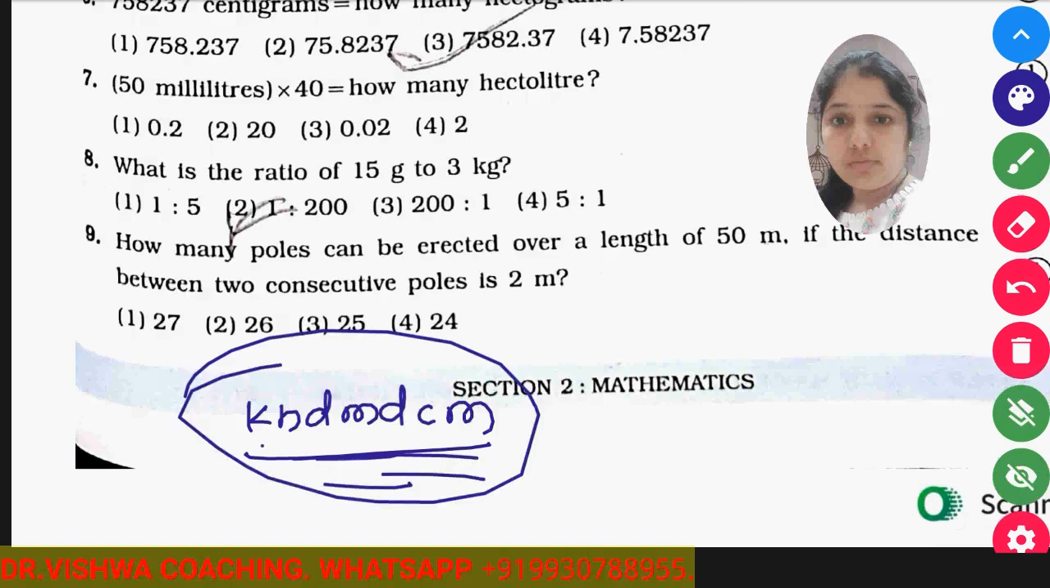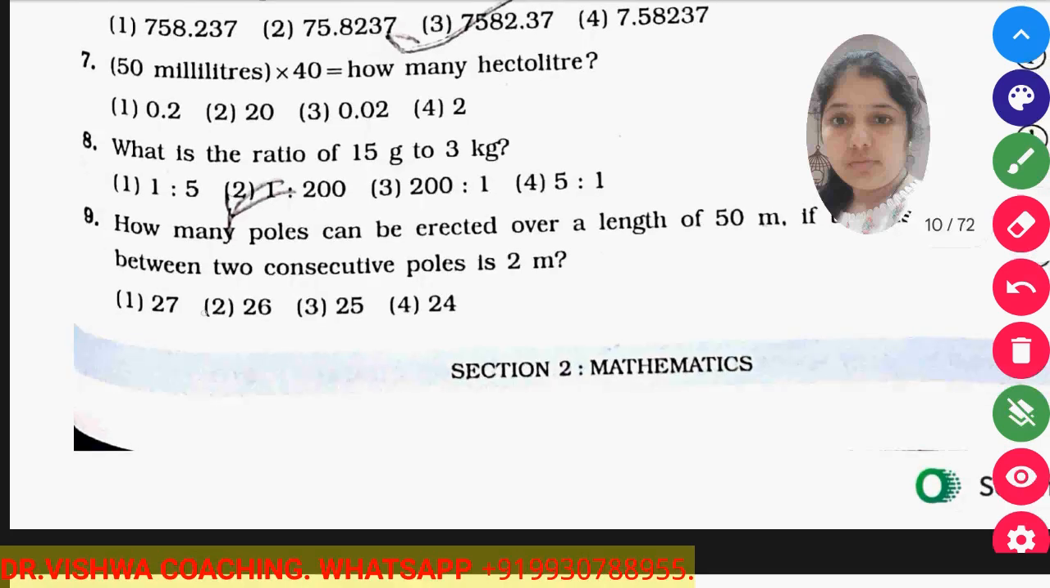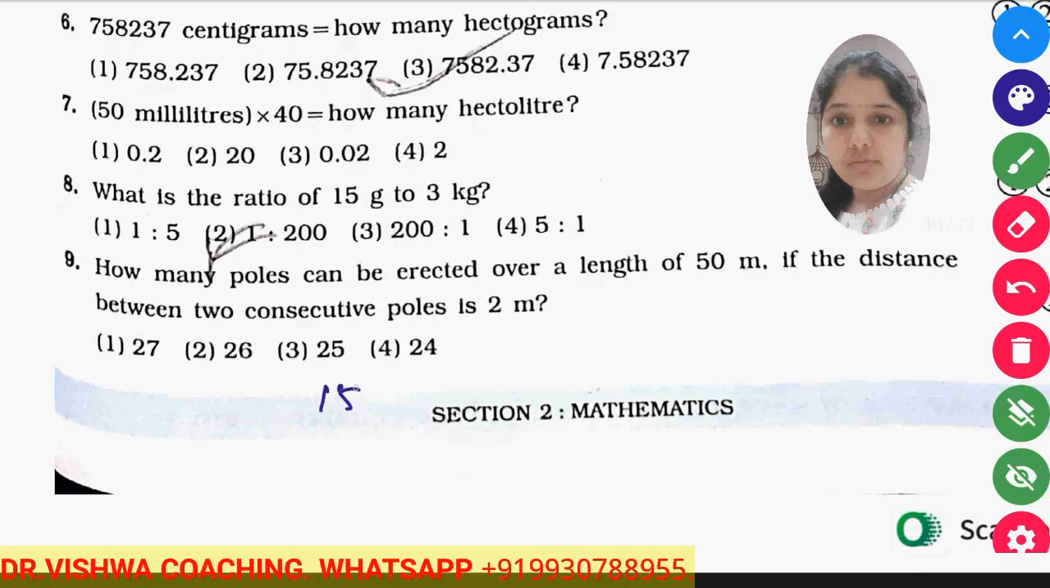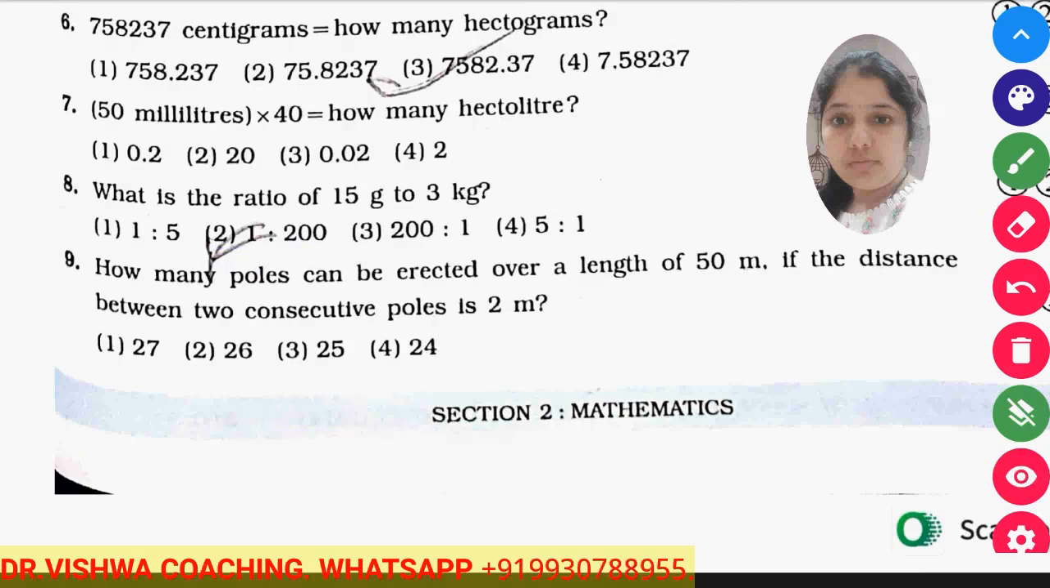Just remember this, you can convert anything. Now, what is the ratio of 15 gram and 3 kg? 15 gram upon 3000 gram. Now, 15 ones are 15 and 15 twos are 30. So 1 to 200 is the ratio. It is very simple one.